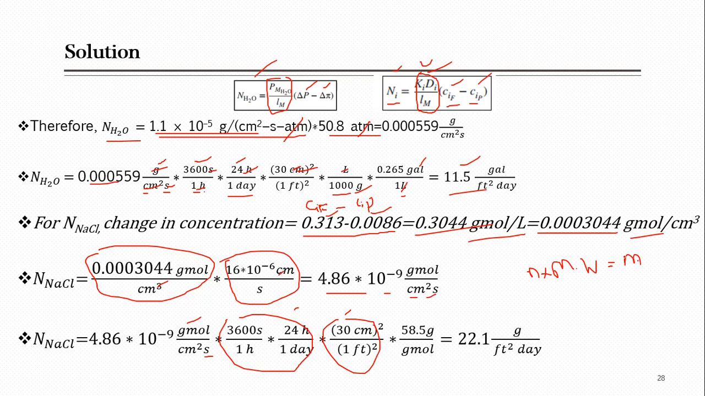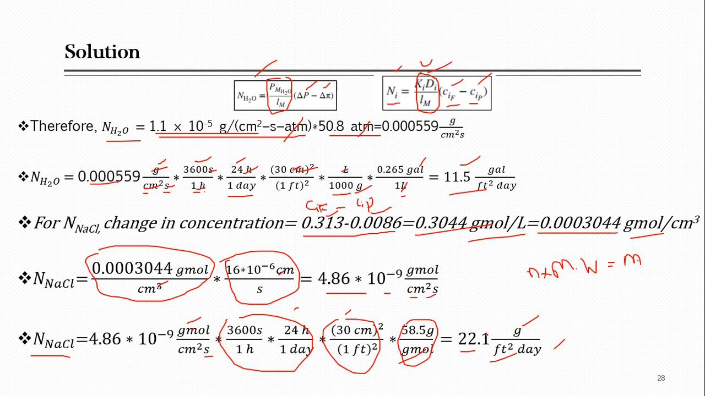So that we can calculate here. Due to this I have just multiplied it with the molecular weight of NaCl, because I am calculating flux of NaCl. So that's 58.5 gram per gram mole. So this will be cancelled and your units are finally gram per feet square per day, and that's 22.1 gram only per day through this membrane.